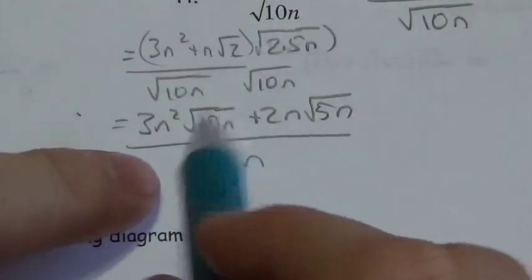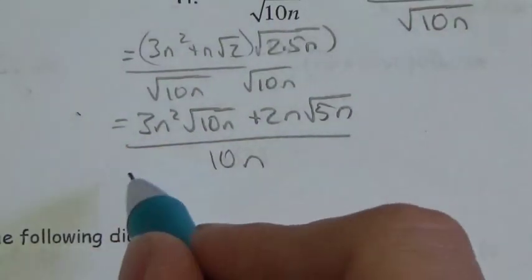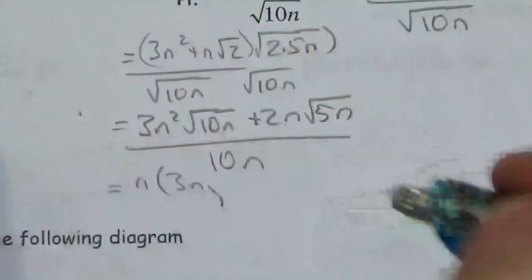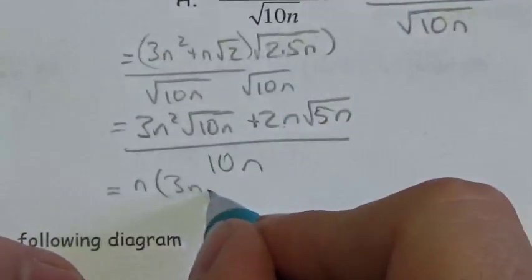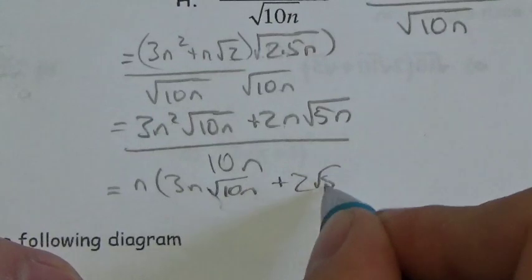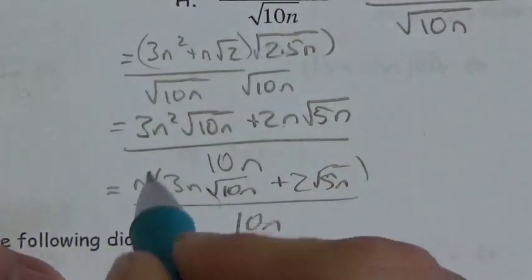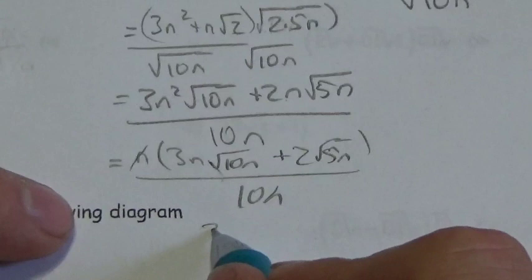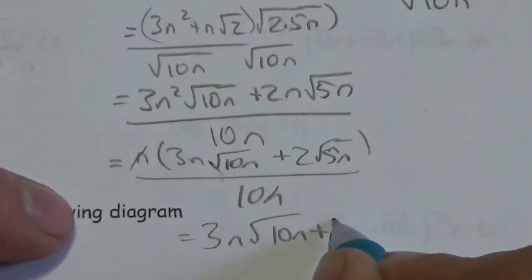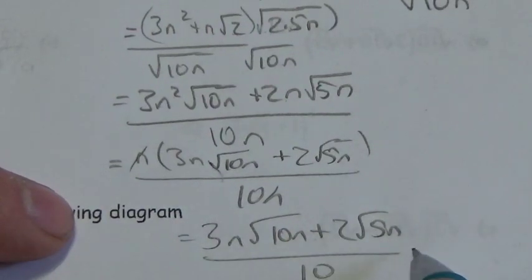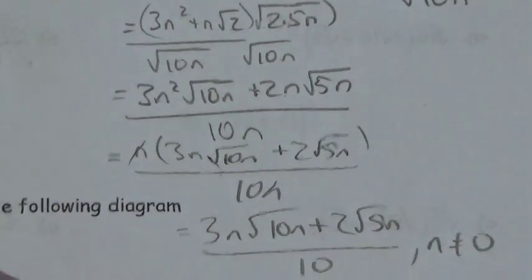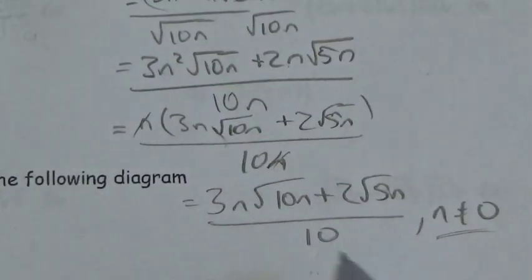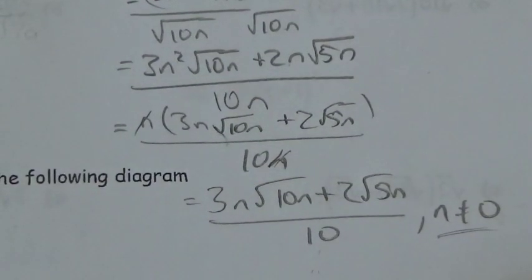Now, finally, notice that there's an n squared here, an n there, and an n there. So I can factor an n out of the numerator, and that'll get me 3n, oh shoot, a little bit of a mess there, 3n root 10n plus 2 root 5n all over 10n. The n's will cancel there, and I can only do that because I factored it out. And then this becomes 3n root 10n plus 2 root 5n all over 10, as long as n does not equal 0. Notice that I no longer see n in the denominator. I canceled it. So because I canceled it, I really have to state that because it's no longer visible or apparent to me that that's an issue.